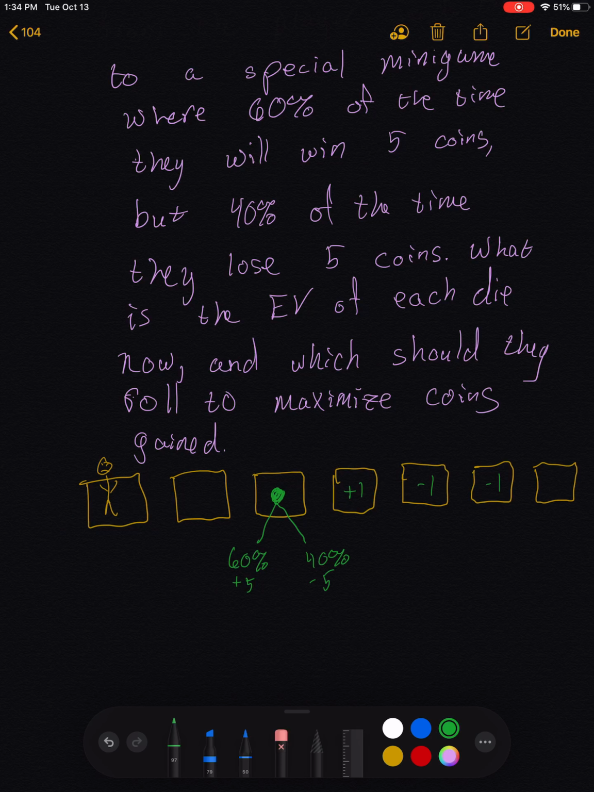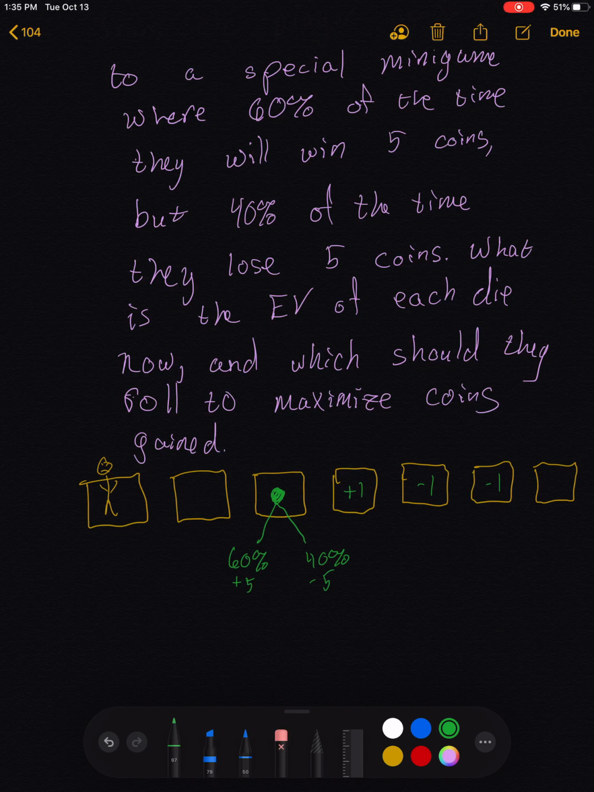60% of the time, we get plus 5 coins, and then 40% of the time, we lose 5 coins. Okay, so I don't want to go into trying to design a reason for this, but let's just say a number between 1 and 5 is picked, and if a 1, 2, or 3 is picked, we win 5 coins, and if a 4 or 5 is picked, we lose 5 coins.